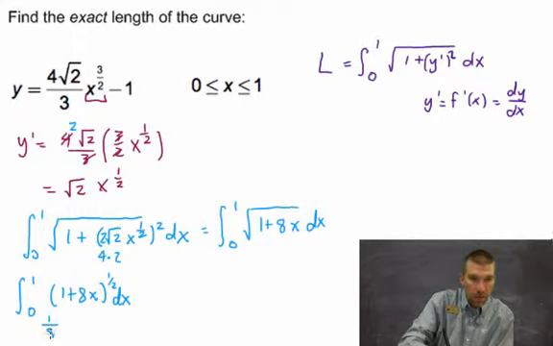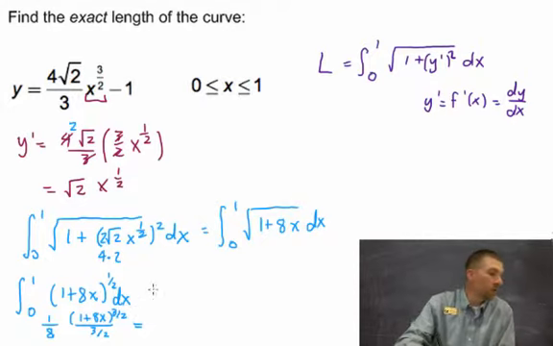1/8. So if I integrate a square root, I add 1 and divide by the new exponent. So this is going to be 1 plus 8x to the 3 halves divided by 3 halves. Okay?